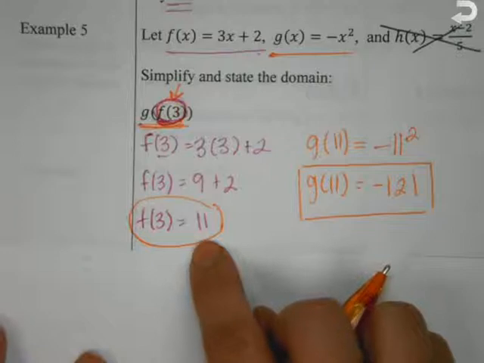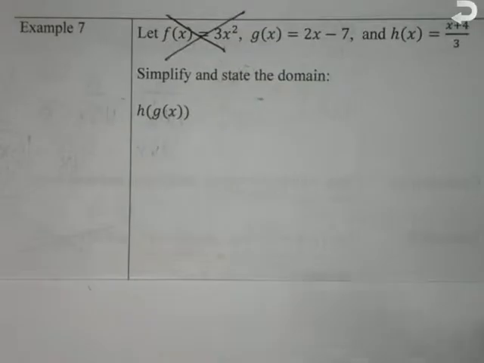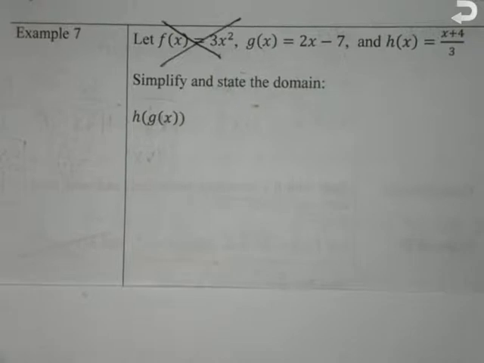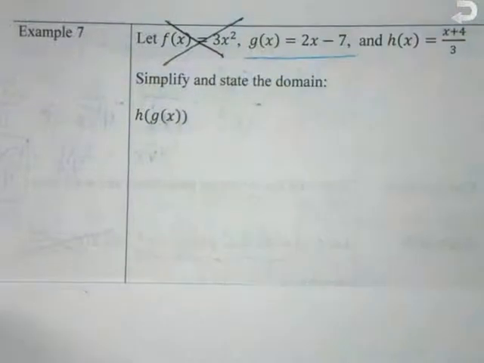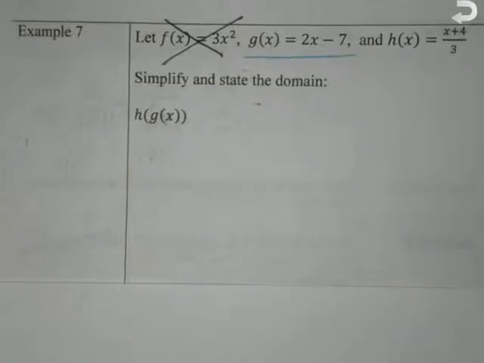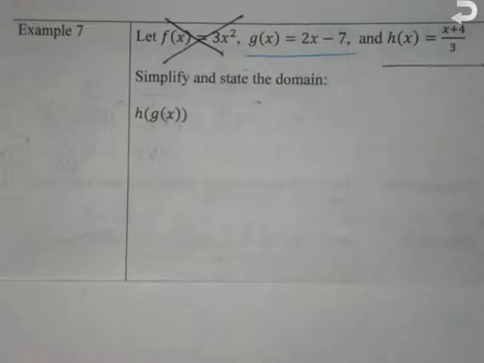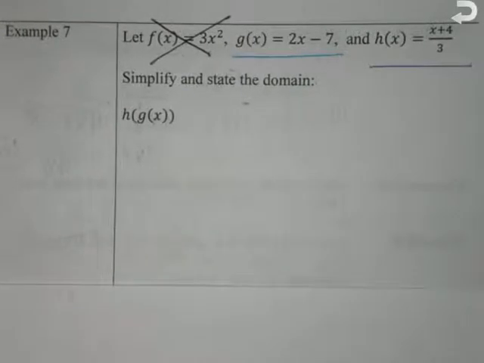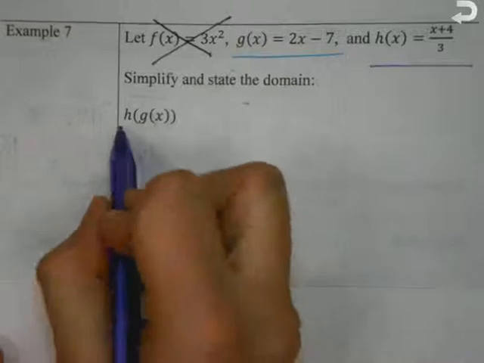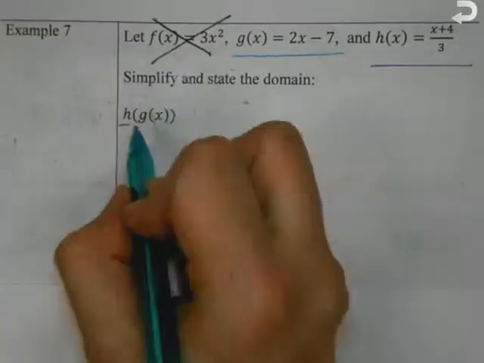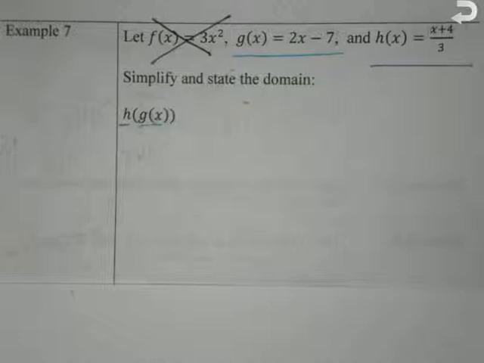So example 7, we have two new functions. g of x is equal to 2x minus 7, and h of x is equal to x plus 4 all over 3. And I want you to find h of g of x. What is different about this composition than the previous one?